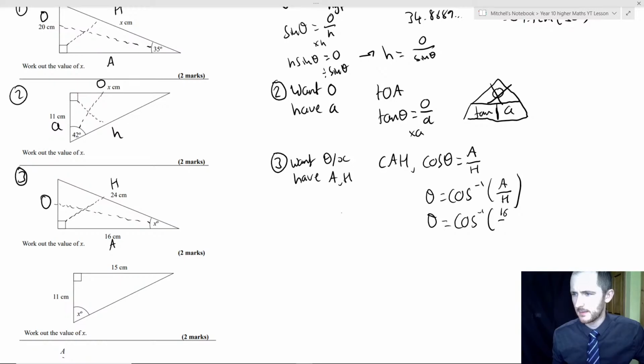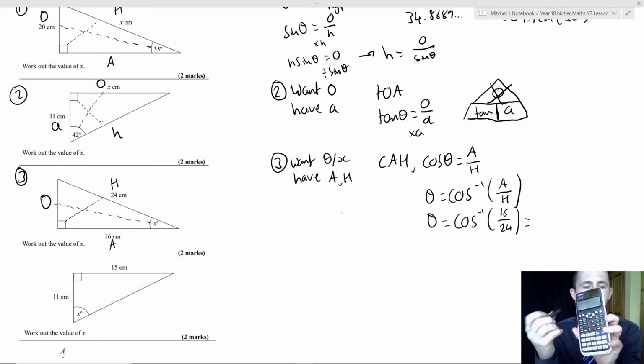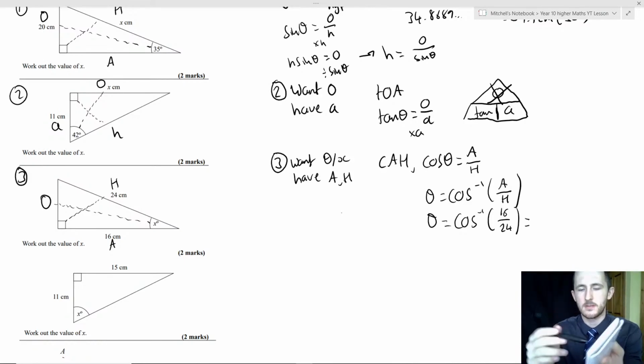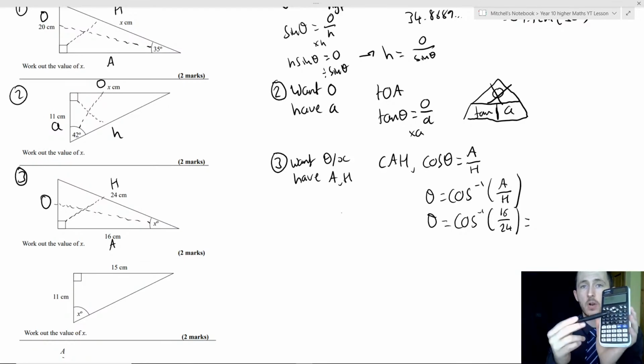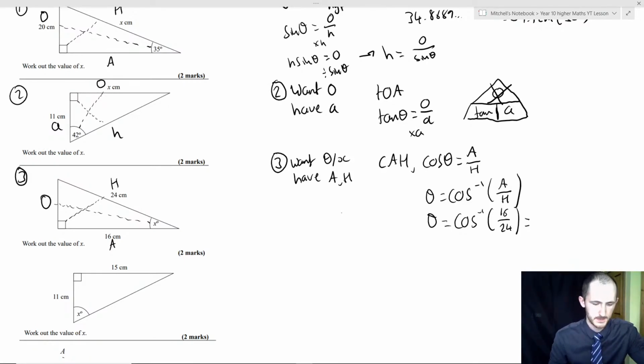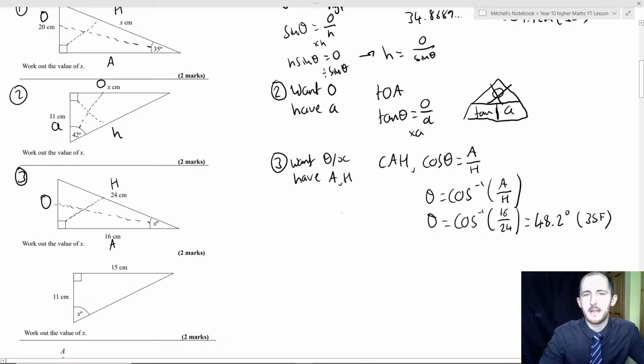Adjacent was 16. Hypotenuse is 24. Equals. And again, I'm putting the exact same thing in my calculator. The cos to the -1 comes from doing shift cos. If you have a Casio, it's going to be shift. Any other calculator, look what the colour of the cos -1 is and find the button that corresponds to that. It'd be shift or alpha or function. Equals, and we get 48.2 degrees to 3 significant figures. Not too bad.